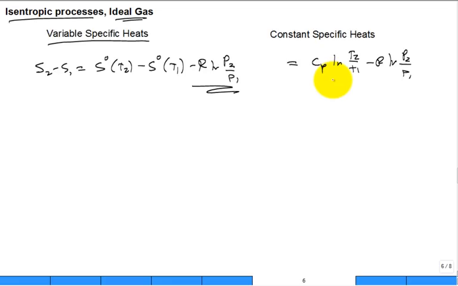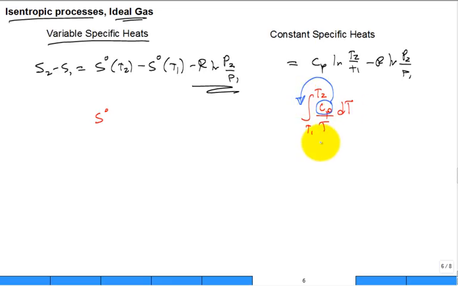What was the definition of the S naught? Do you remember what that was? Well, we had to integrate the C sub P over T dt from T1 to T2. If the C sub P is constant, it can come outside the integral. You're left with 1 over T dt, that gives you the natural log, and voila, you get that.